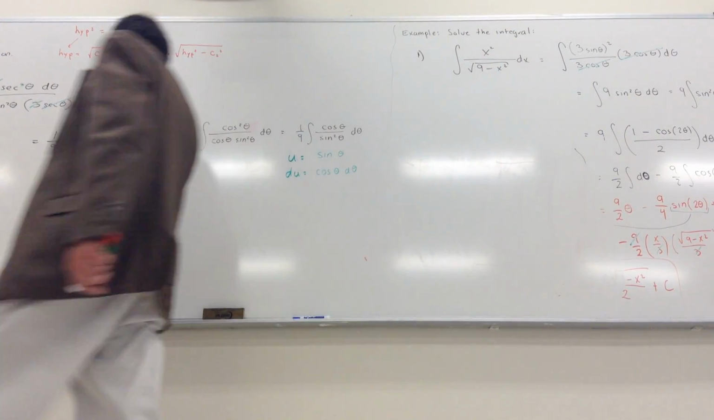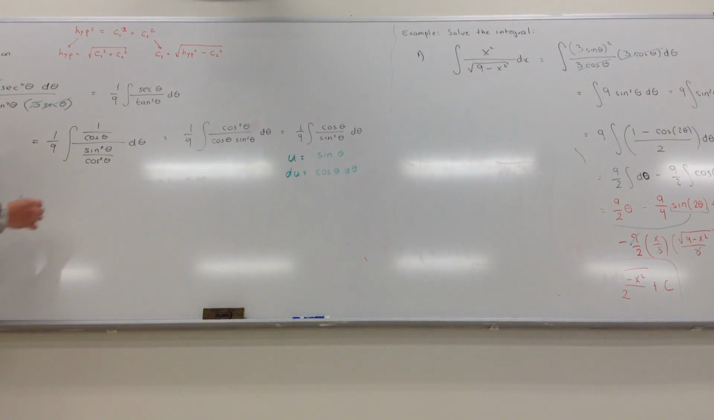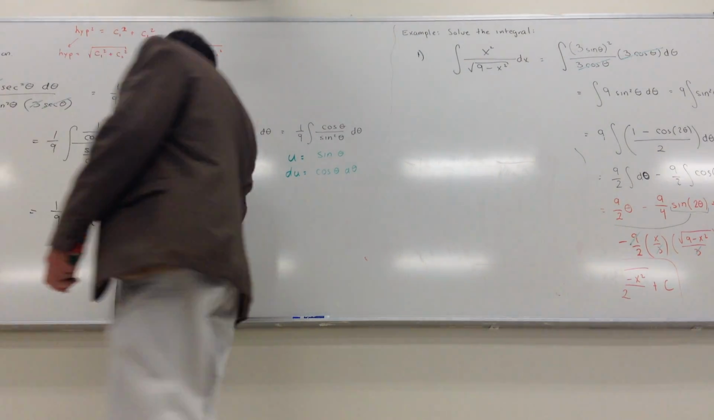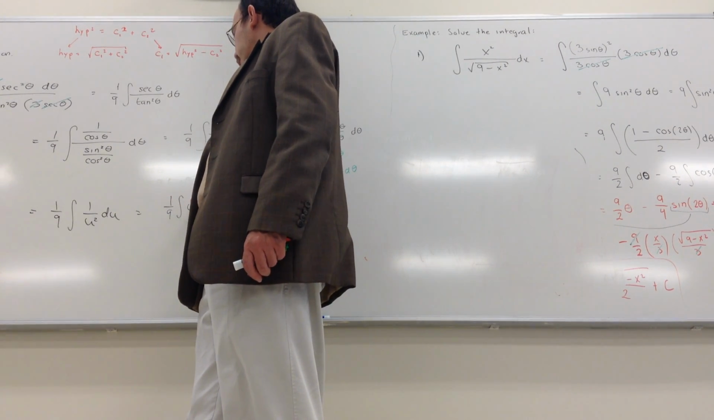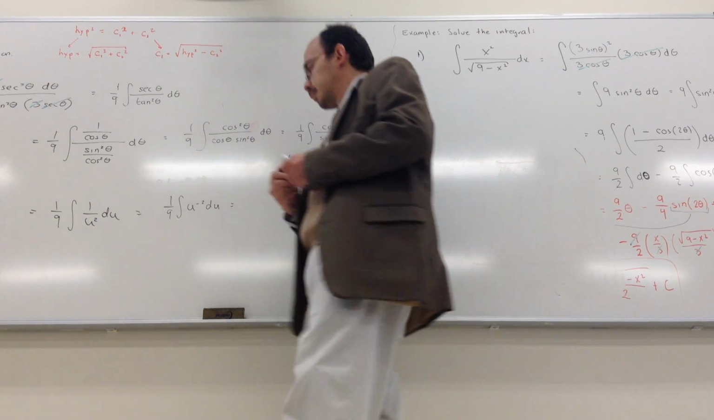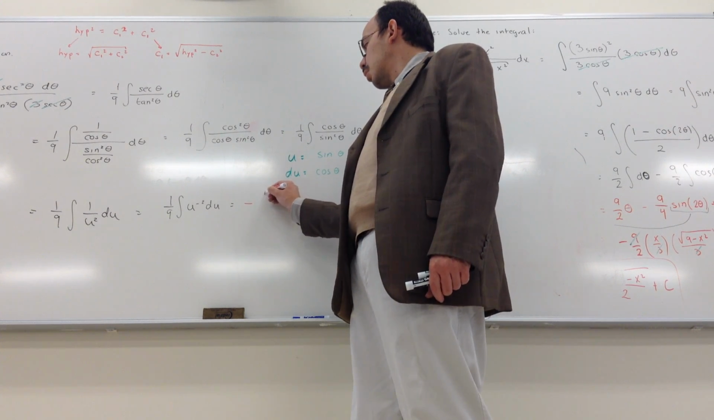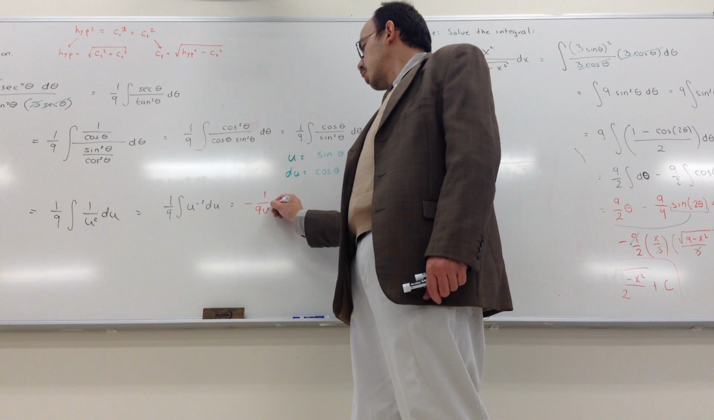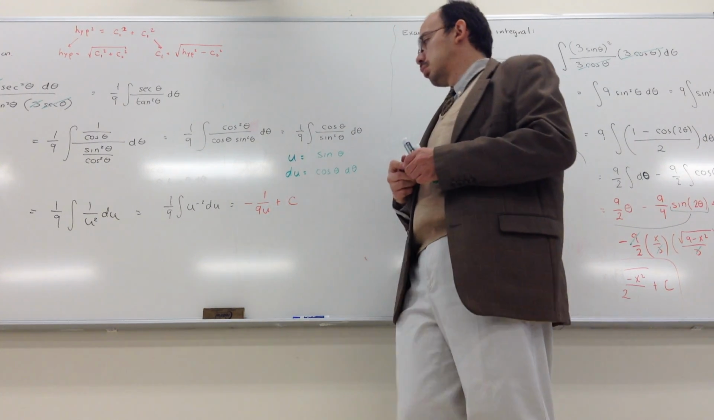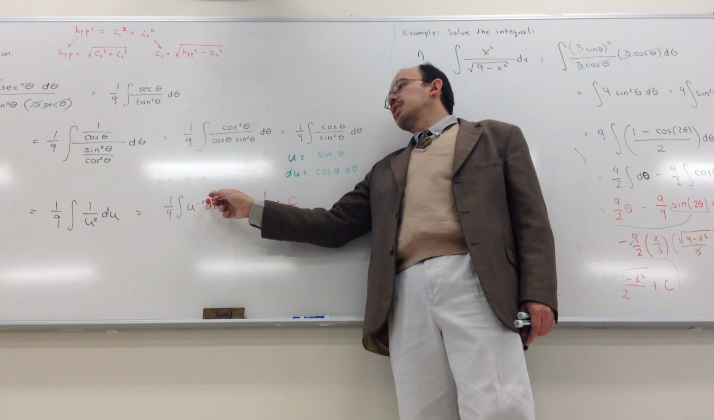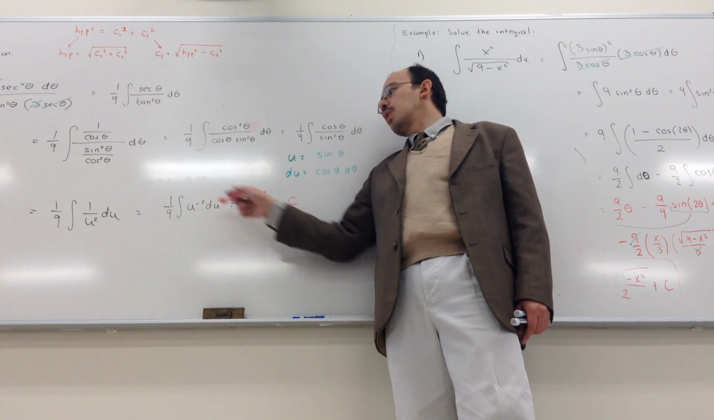Okay? So in this case, for example, if I follow that, it's going to be 1 over 9 integral of 1 over u squared du. Yeah, sorry, squared. 1 over 9 integral of u to the minus 2 du. Integral of that is minus 1 over 9u plus c. Why? Because minus 2 plus 1 is minus 1, so it goes to the denominator, over minus 1, so the minus goes here.